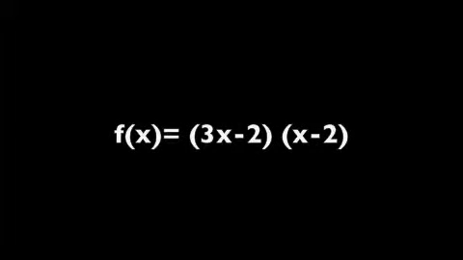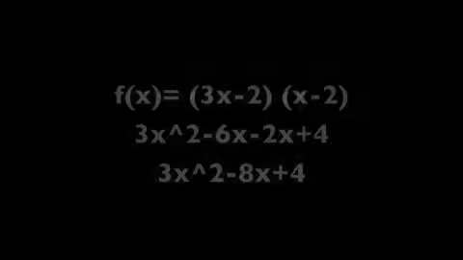Now we're going to show how an original equation is turned into a quadratic function and how we find a, b, and c. The original equation is 3x minus 2 times x minus 2. The next step is to FOIL those into a quadratic function.